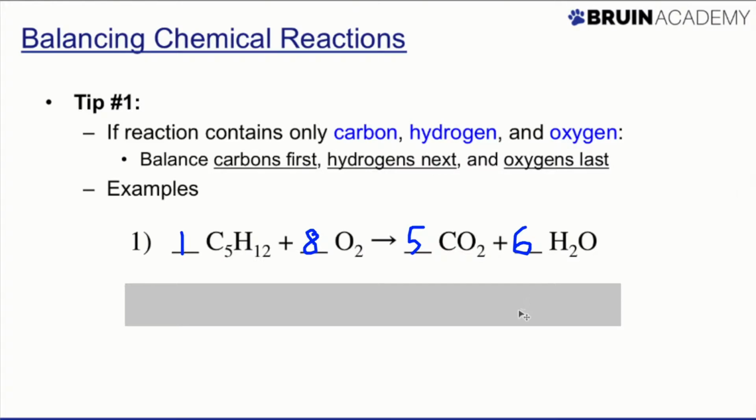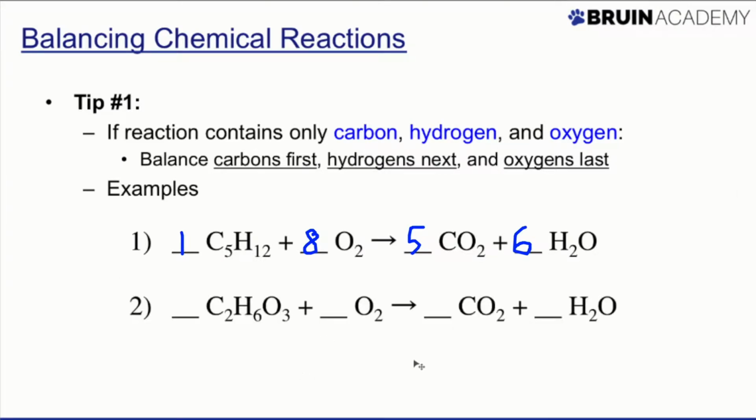So let's do a second example. This time it's a little bit different because instead of having a hydrocarbon, you have a carbohydrate, which has carbon, hydrogen, and oxygen. Burning in the presence of oxygen creates CO2 and H2O. So let's balance this guy too. Okay. So as before, let's start with carbon. So I have 2 carbons on the left, only 1 on the right. So I'm going to put a 2 in front of that guy.